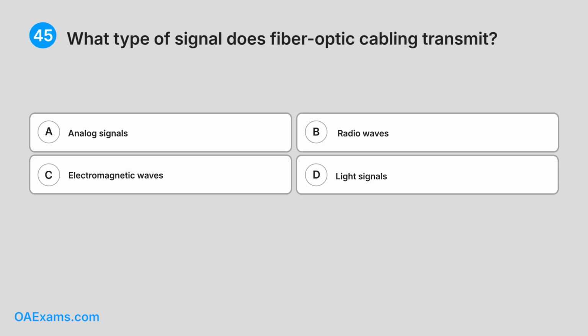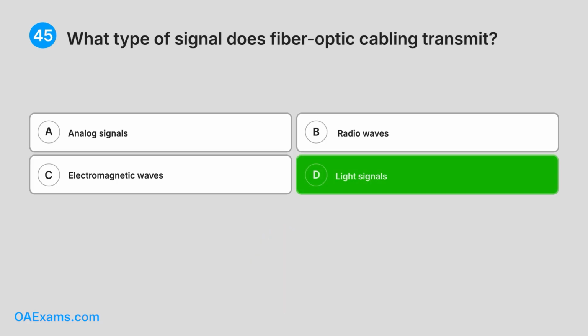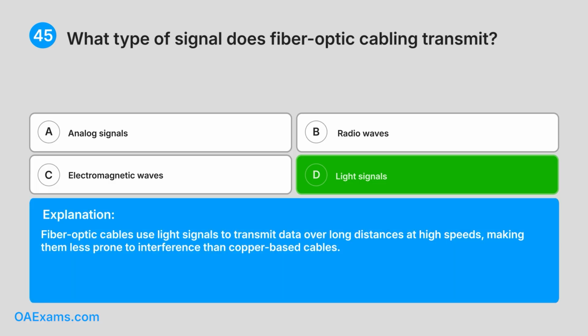45. What type of signal does fiber optic cabling transmit? A. Analog signals. B. Radio waves. C. Electromagnetic waves. D. Light signals. Can you guess the answer? Correct answer: D. Light signals. Explanation: Fiber optic cables use light signals to transmit data over long distances at high speeds, making them less prone to interference than copper-based cables.